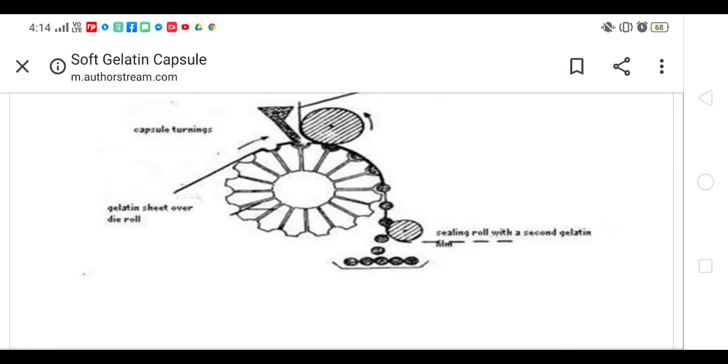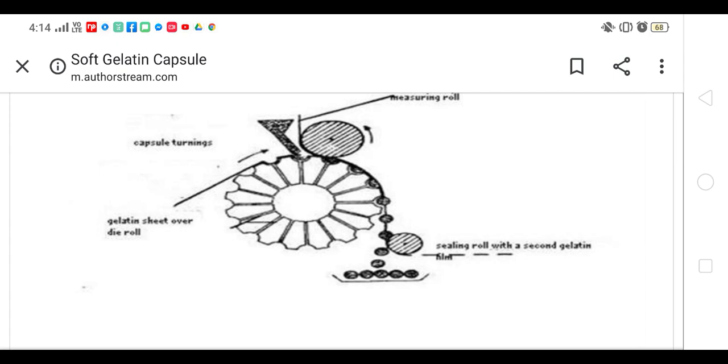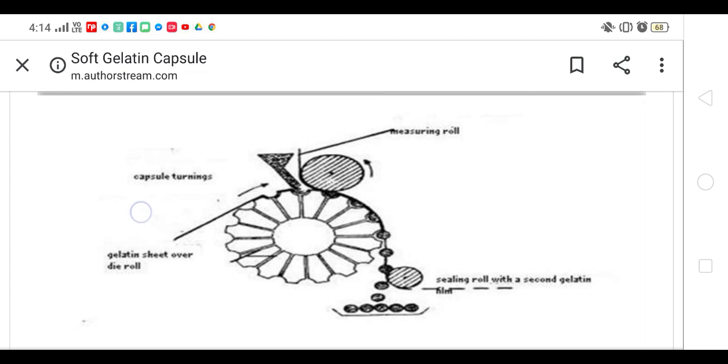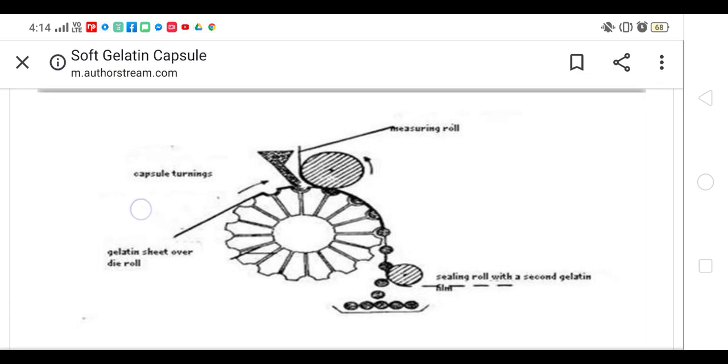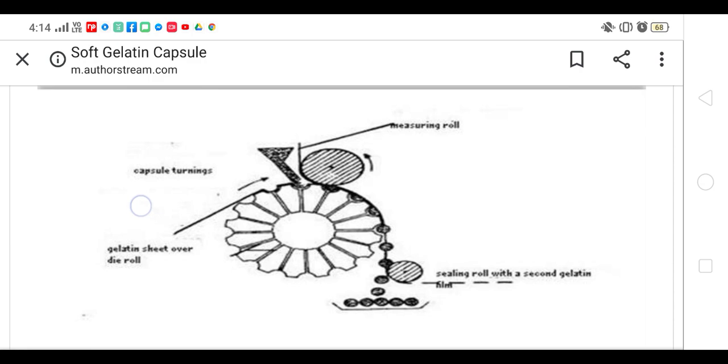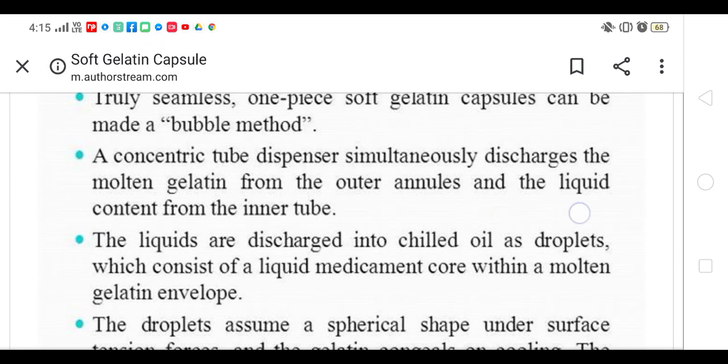See this. This is gelatin sheet over die rolls. This is die. When a material is filled under vacuum, it is sucked. So it creates this. And this measuring roll, which is completely covered when it is filled, then the sealing roll is available, which encloses the half portion and does the sealing. This is called sealing roll. It seals the capsules and it is available at the bottom. So this is Eco Gel.